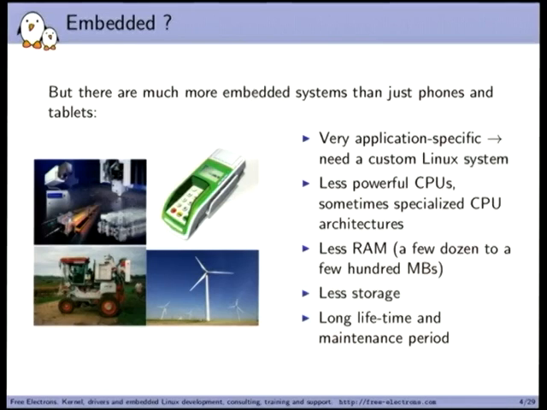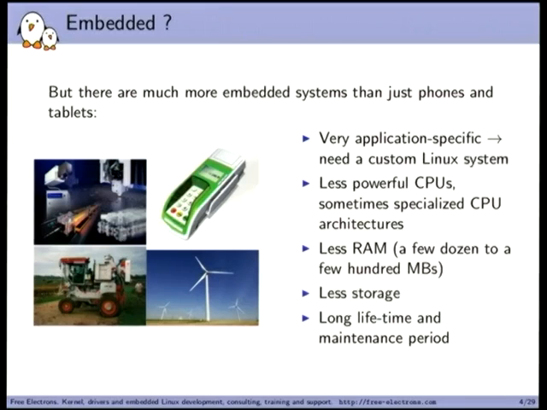They usually have a lot less powerful CPUs. Typically a few hundreds of megahertz is quite common in those systems. They may use specialized CPU architectures, so there's much more than x86 and ARM in the embedded world: MIPS, PowerPC, of course, but also Blackfin, Microblaze, NIOS, and other bizarre architectures you've probably never heard of. Those systems also have less RAM, less storage, and a long lifetime and maintenance period. So the constraints are quite different than the ones that we have in consumer-grade devices such as phones and tablets.